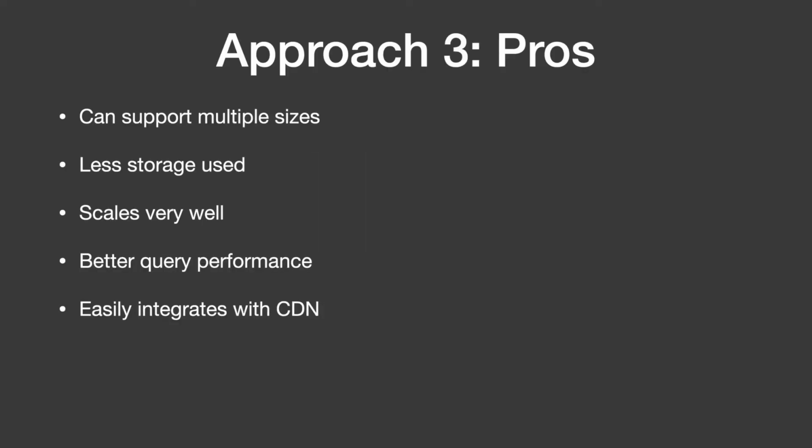Let's look at the pros associated with this approach. The first one is it can support multiple image sizes. When you're uploading the image to S3, you can upload 3 or 4 different sizes, and maybe you have the same name, but at the end of the URL, you add the size. So if it's large, you can do large.jpg or small.jpg.